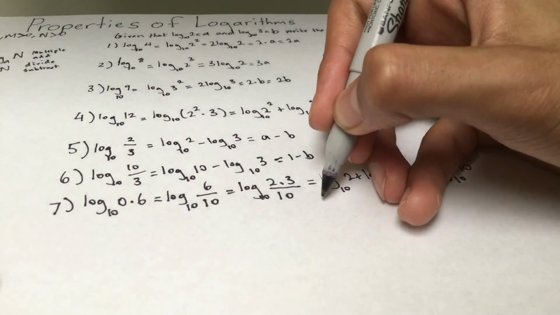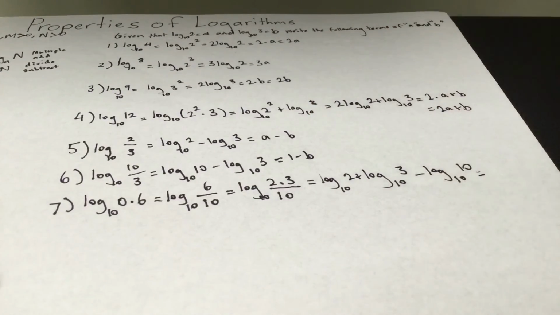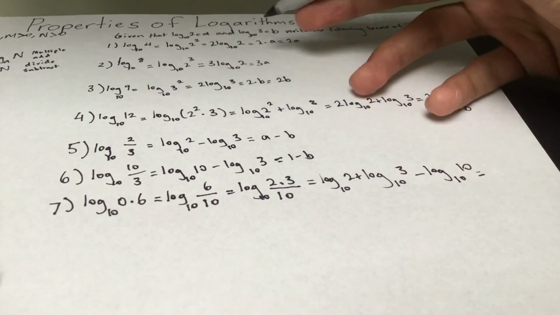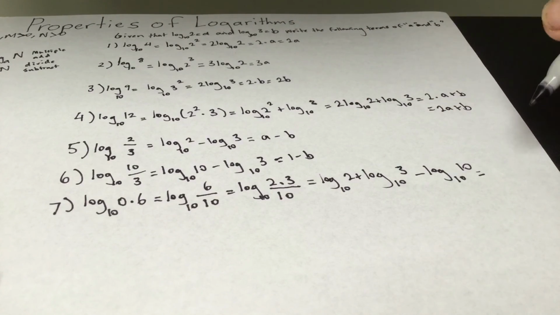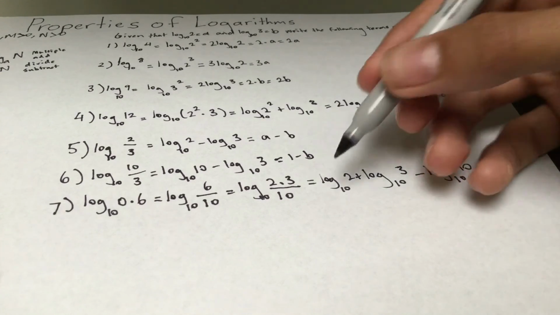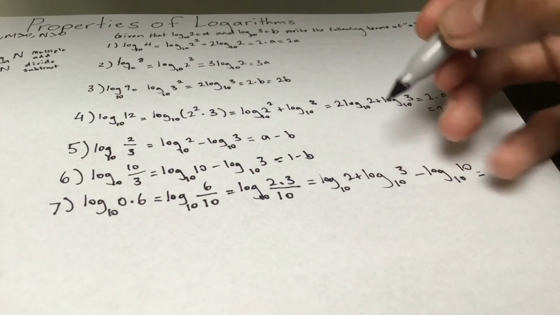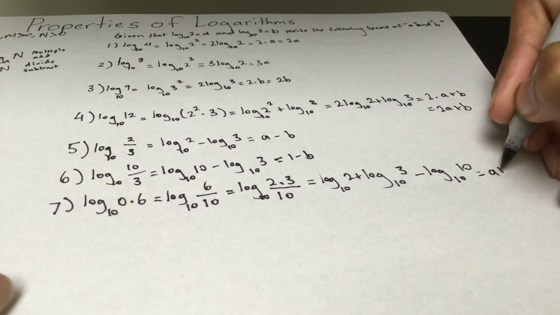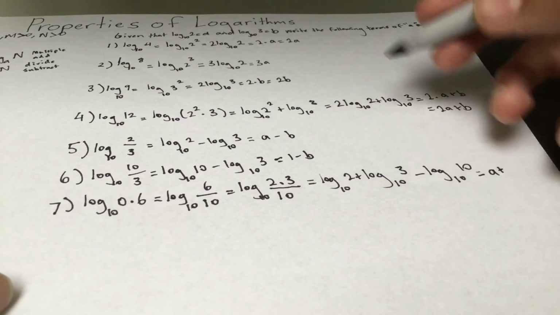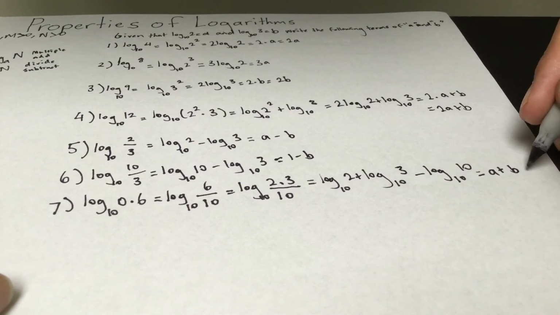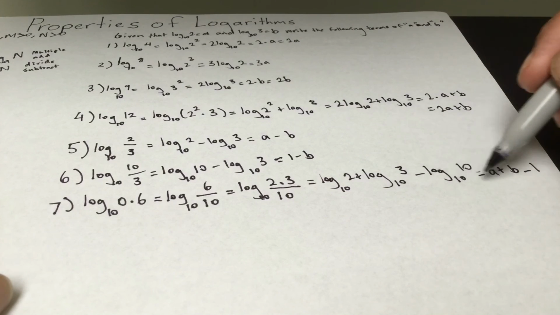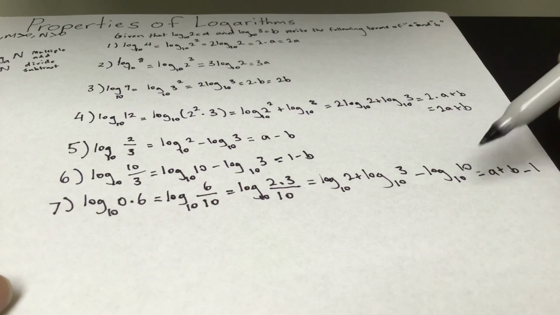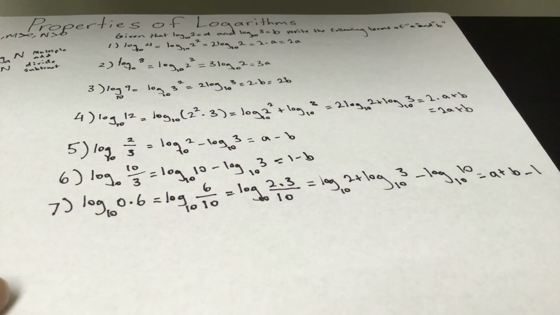So now I've made it to this step, and this is just the substituting step. So you substitute what we have here into either a or b, or 1. So log 10 2 is replaced by a, so a plus log 10 3, which is b, so a plus b, minus 1, because it's log 10 10. And when you go 10 to the power of 1, you get 10.